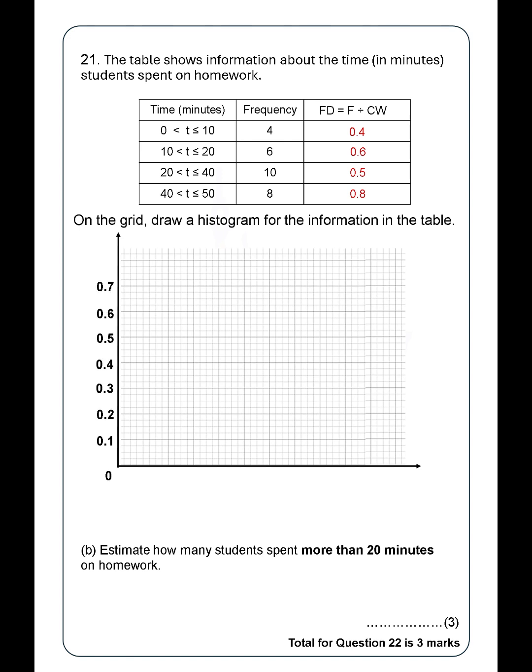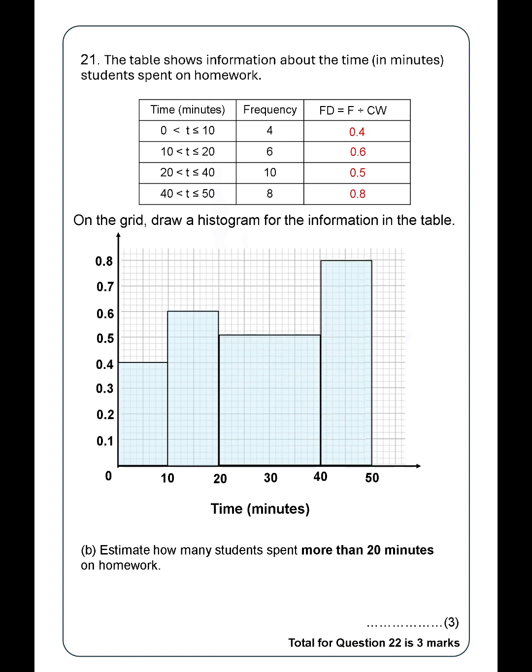So let's draw the correct scales onto the y-axis and the x-axis as well. Now, on the x-axis, class widths are inserted. On the y-axis, frequency density. So we draw everything into the graph. So that's the final answer for part A.